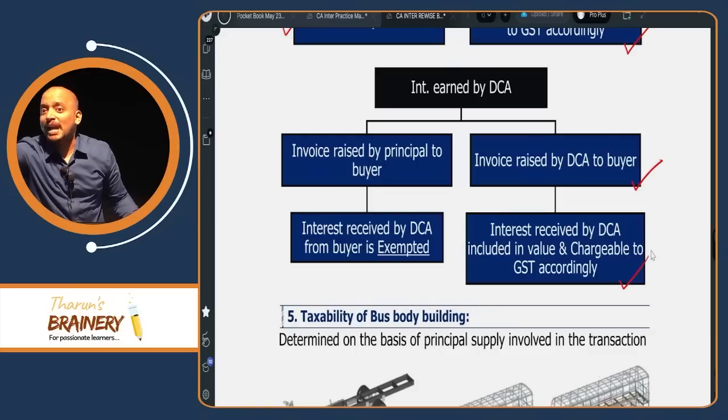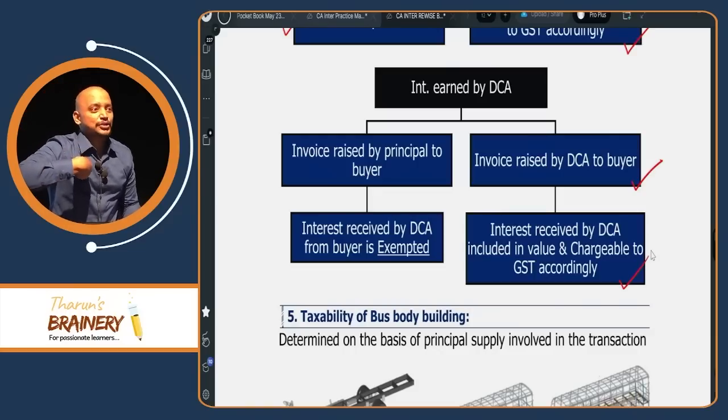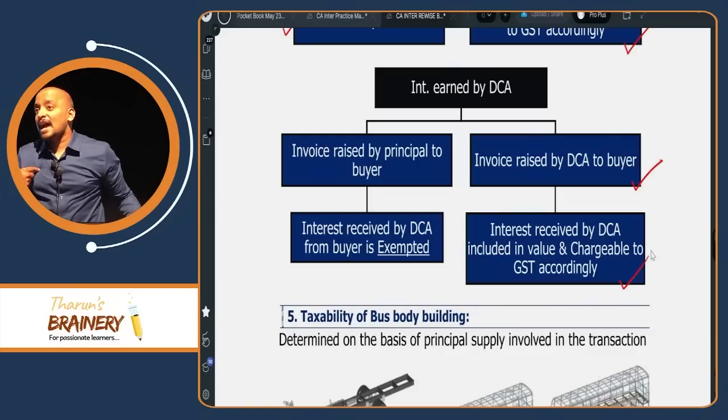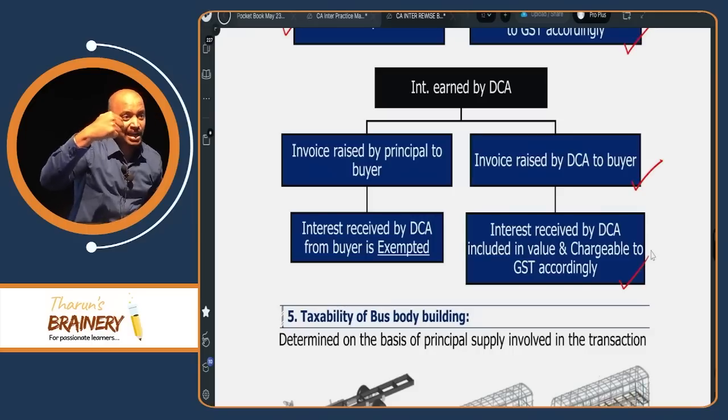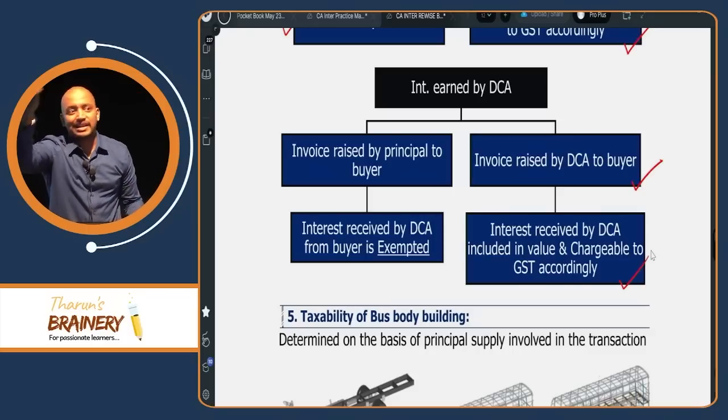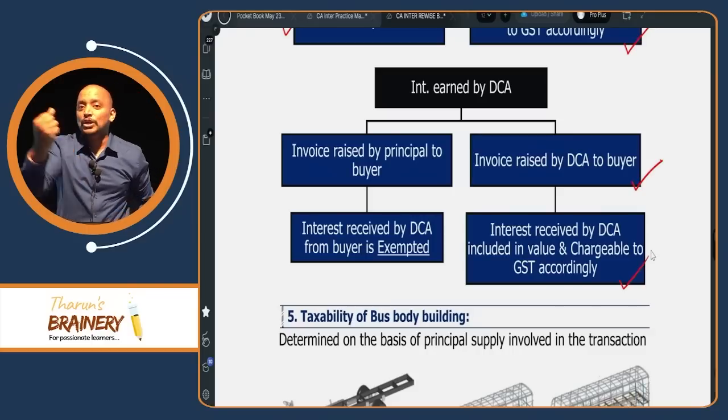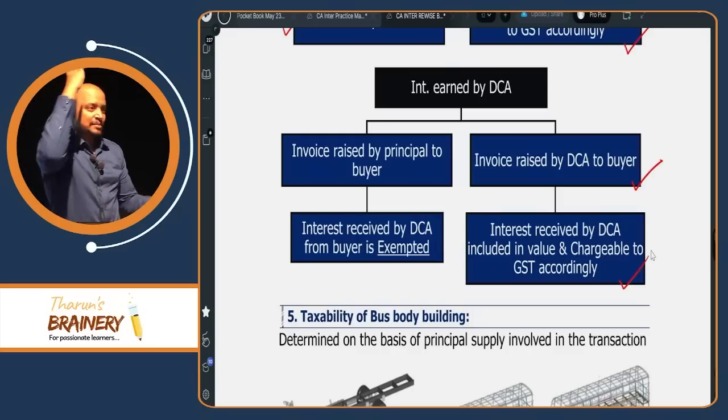Principal. Then whenever you pay interest to me, I am a third party to the transaction, correct? It means I am like a financier. So this interest collected from you will be for giving a loan. Therefore, this interest is exempted.